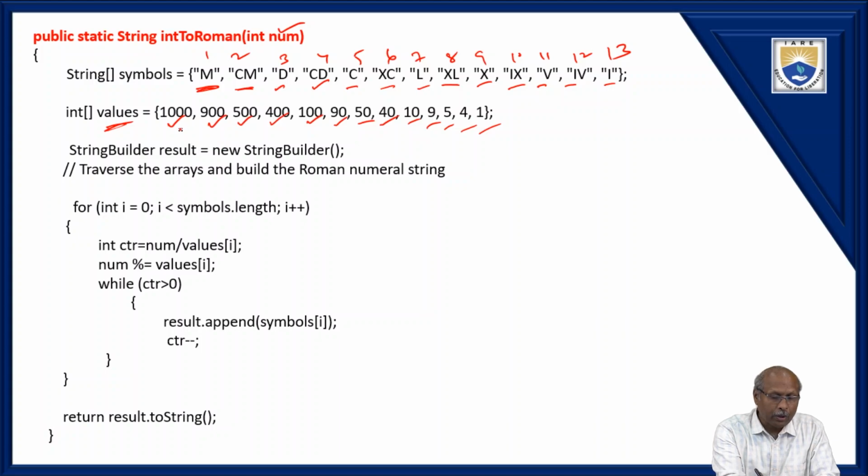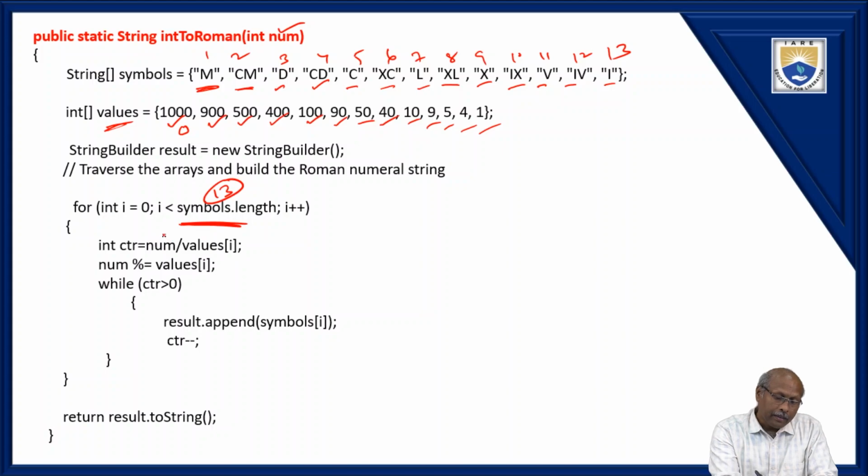So I will start from my 0th place. Which is the 0th place? That is 1000. Symbols dot length. How many symbols are there? That is 13. So this symbols dot length is 13. So that means the loop repeats 13 times.